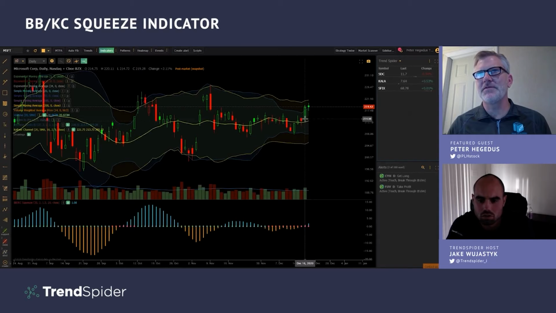And you can see Microsoft went from 214 to almost 220 yesterday and popped over 220 a little bit today. If that Bollinger Band continues to turn up and this squeeze fires long, this can just keep following that price action up.